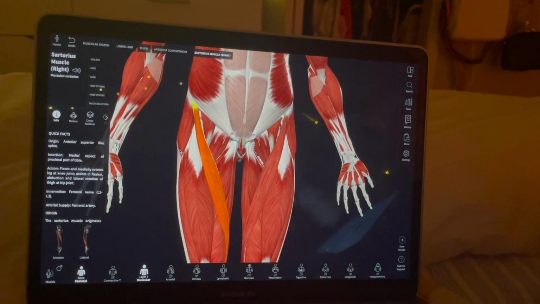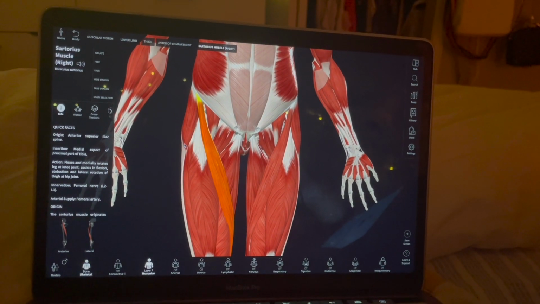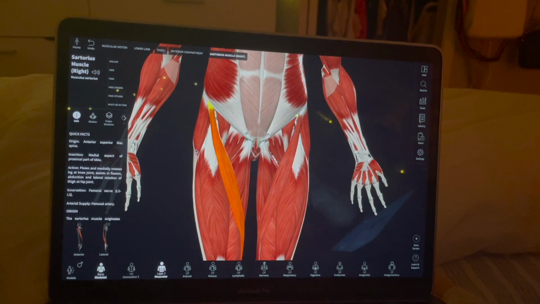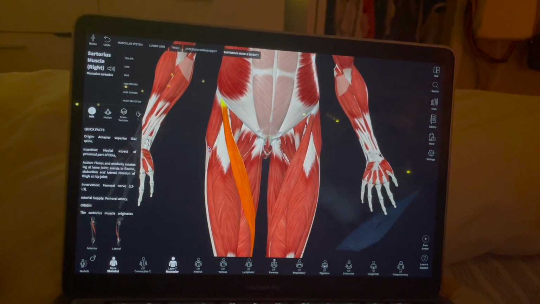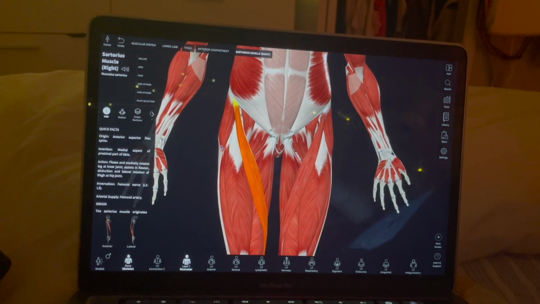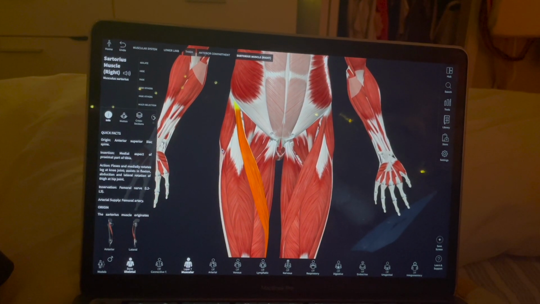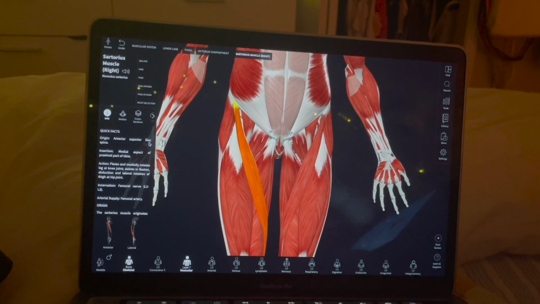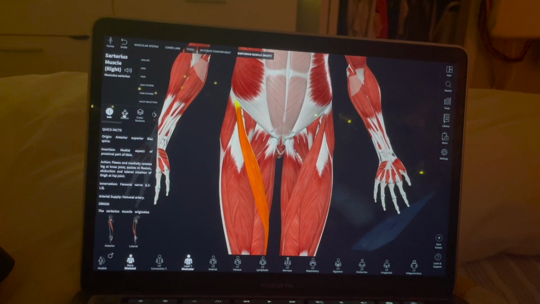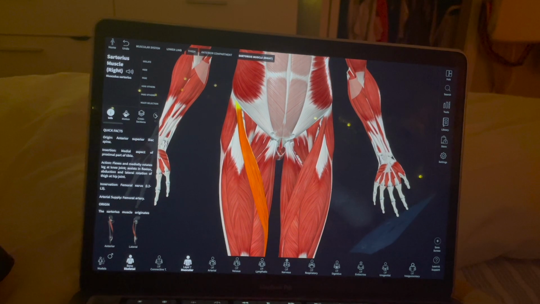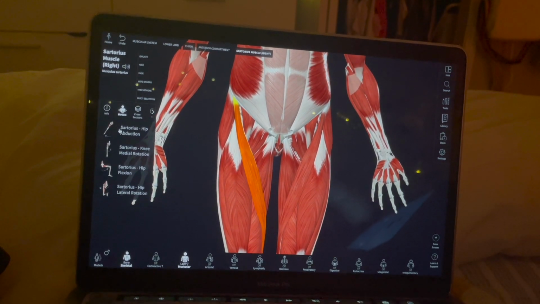For other muscles of the thigh, we have the sartorius muscle, which is also bilateral. The origin is at the anterior superior iliac spine, and then the insertion is going to be at the medial aspect of the proximal part of the tibia. And this is going to flex and medially rotate the leg at your knee joint. And it's going to assist in flexion, abduction and lateral rotation at the hip joint.